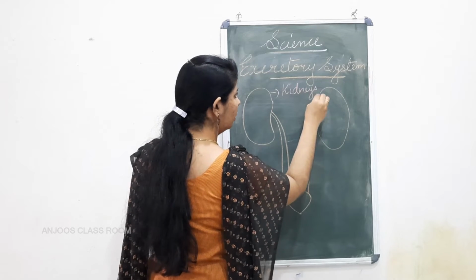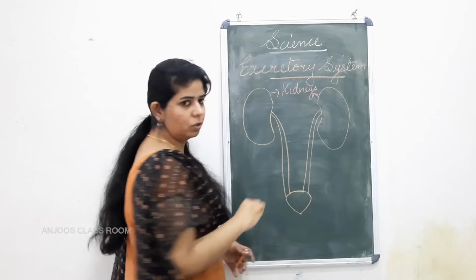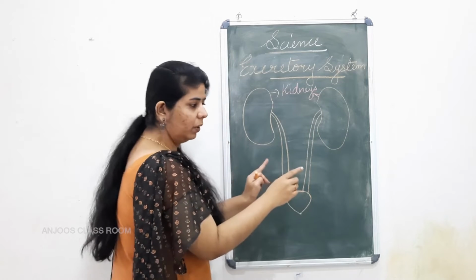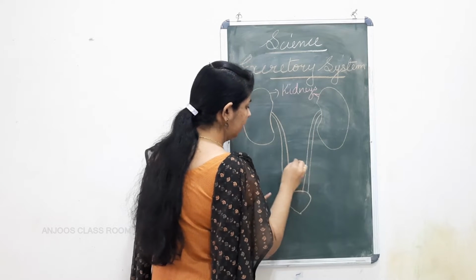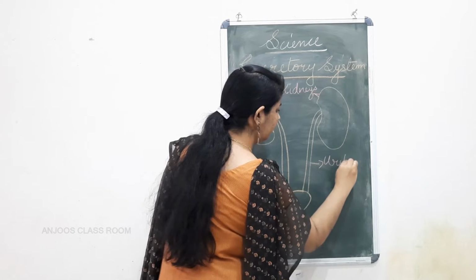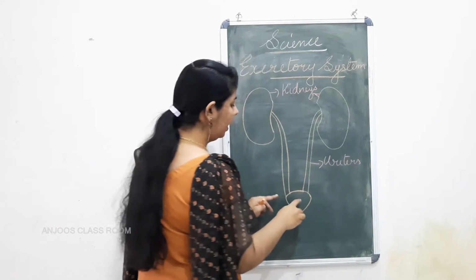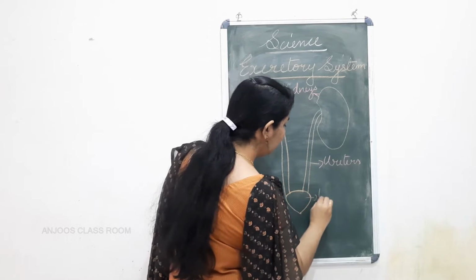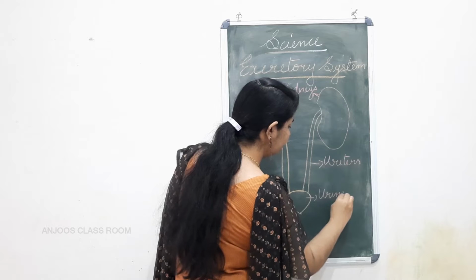If you want, you can draw it now itself and keep it. You have to learn how to draw this. Then, this tube-like structure, that is the ureter. These two parts are called the ureters. And this is known as the urinary bladder.